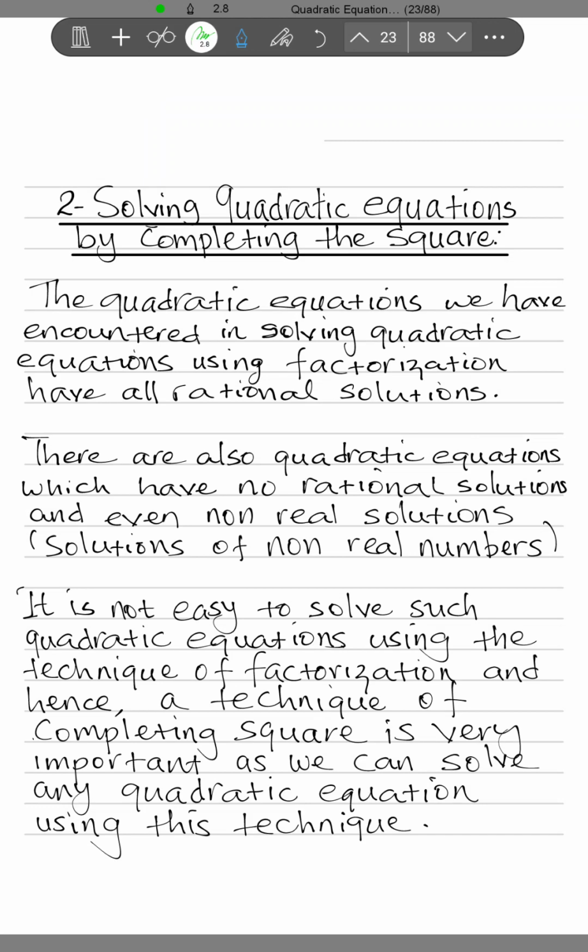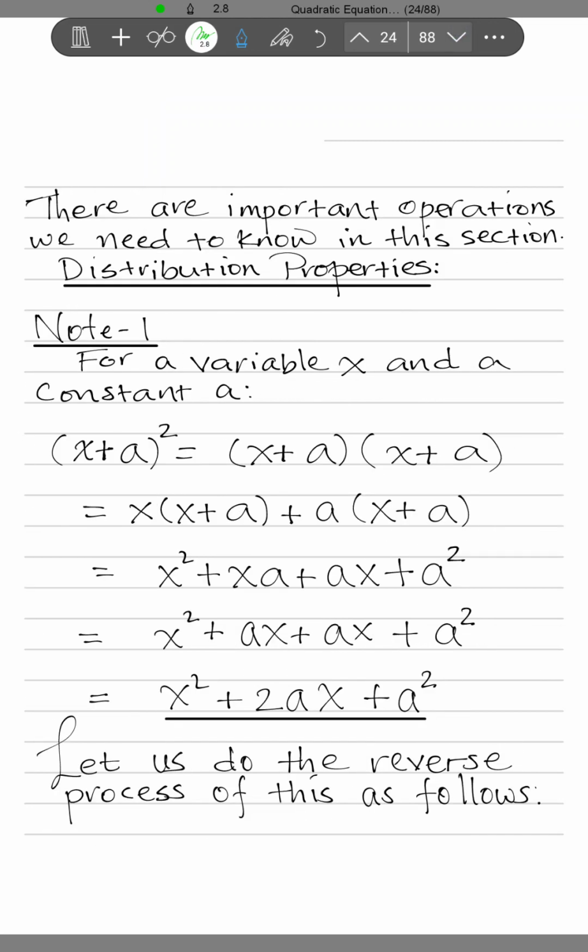What kind of quadratic equations? Those which have irrational solutions and even complex solutions. And hence the technique of completing the square is very important, as we can solve any quadratic equation using this technique. There are important operations we need to know in this session.